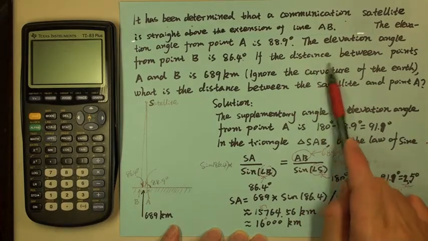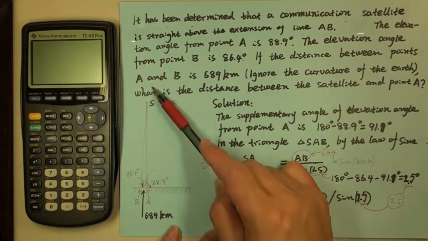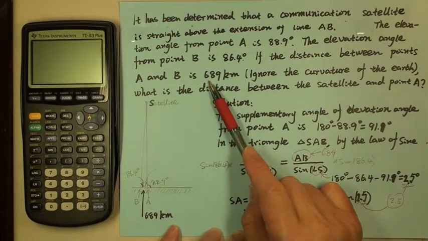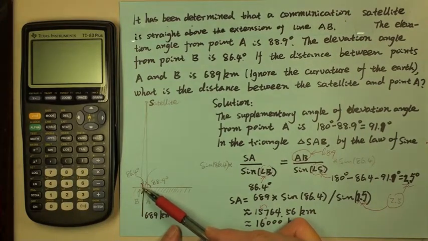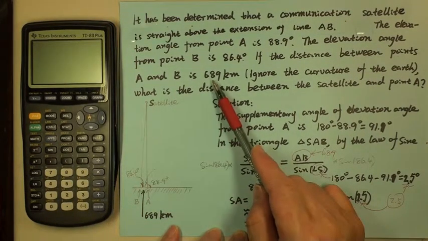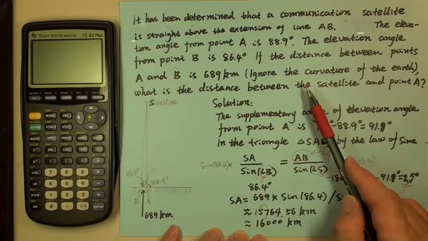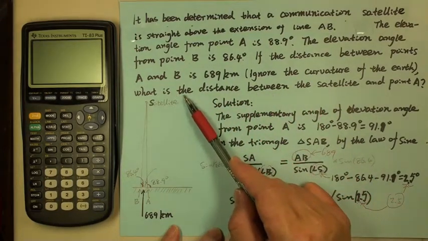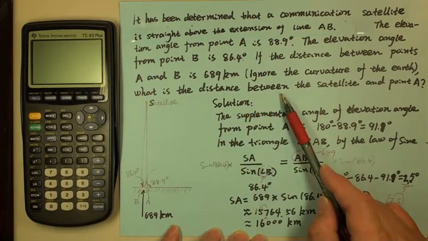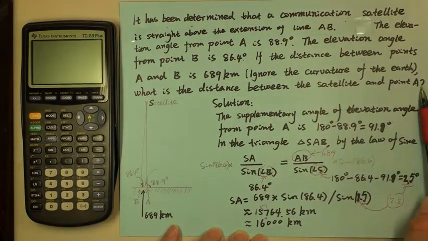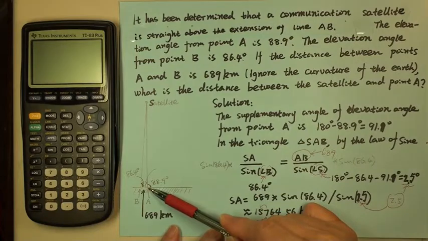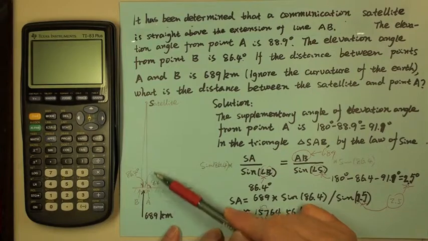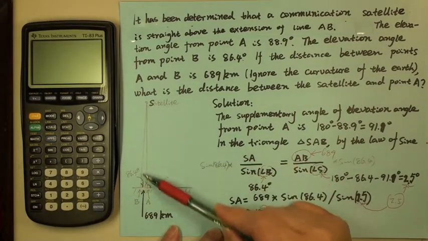Now, the distance between points A and B is 689 kilometers. We know the distance between A and B is 689 kilometers. And then we want to know what is the distance between the satellite and the point A. So we want to find the distance between the satellite and this point. We know the distance between A and B. We want to find the distance between S and A.